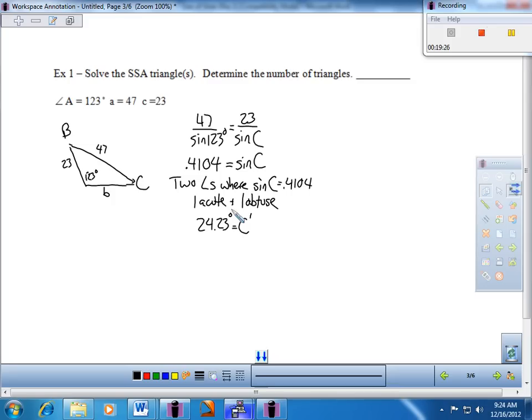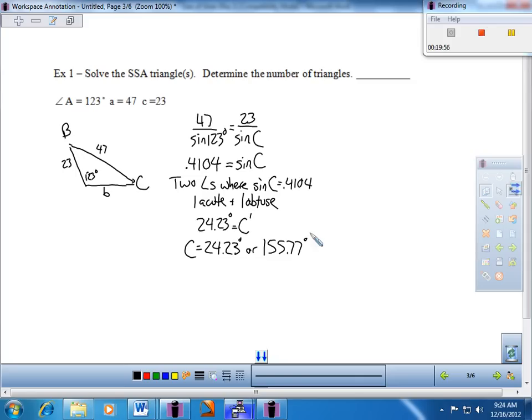Which means angle C can be 24.23 degrees, or, now remember, there's an obtuse angle that has that exact same sine ratio, and that would be in quadrant 2. So how do I get the quadrant 2 corresponding angle? I do 180 minus this. So I'm going to go ahead and do that right there, and it would be 155.77.